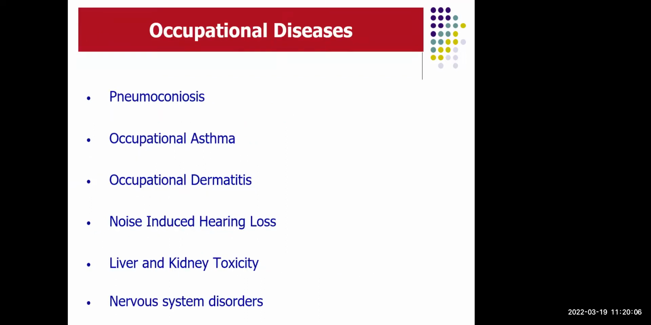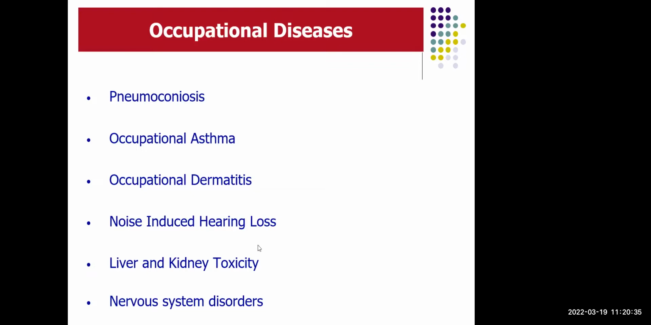So these are some of the occupational diseases, like pneumoconiosis. Pneumo is lung, coniosis is the affection. This is lung affection due to dust, like asbestos, coal dust, cotton dust, and silica. Silicosis is very common in India. Occupational asthma, occupational dermatitis. Dermatitis means inflammation of the skin. So the skin is exposed, it gets inflamed.